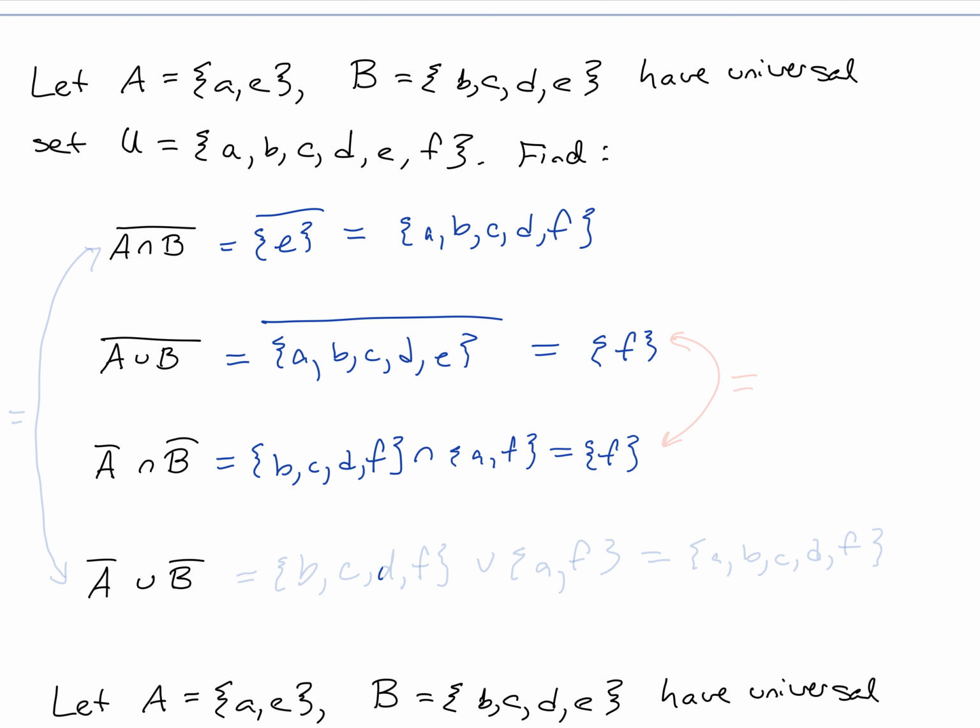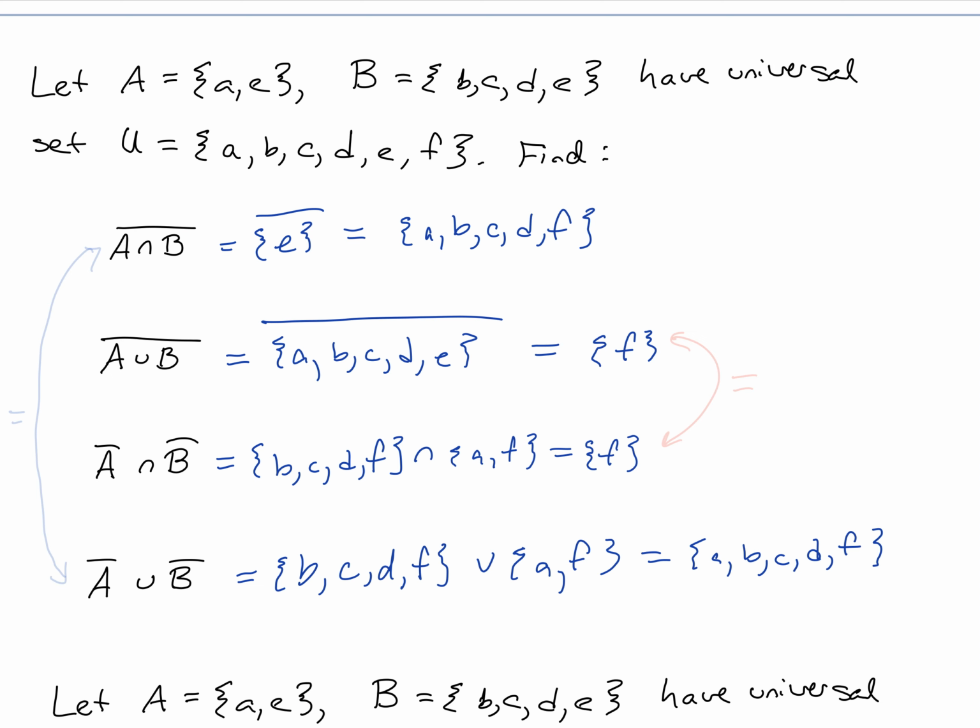Now we'll find A complement union B complement. Again, we can find A complement first. A complement is everything that's in the universal set but not A. That would be B, C, D, and F. And B complement would be A, C, D, E, F. So the elements that are in the union of those two sets would be A, B, C, D, and F.